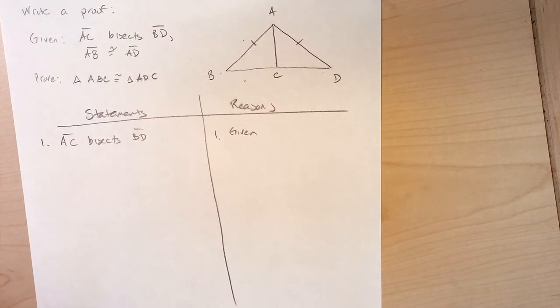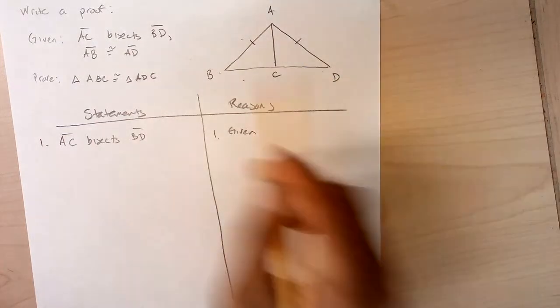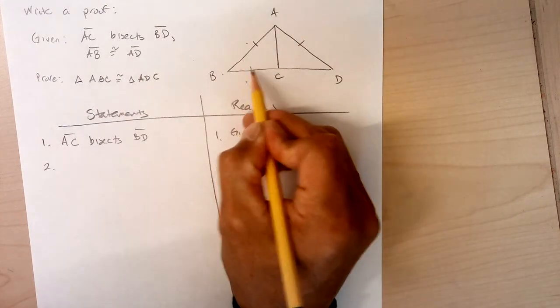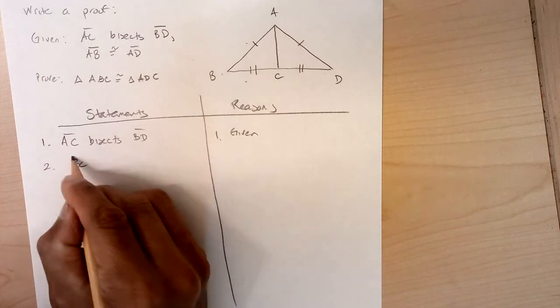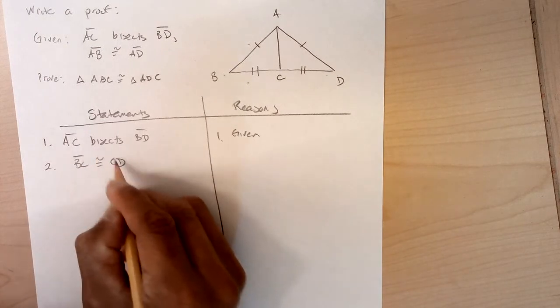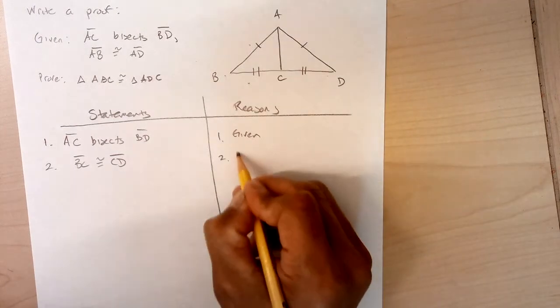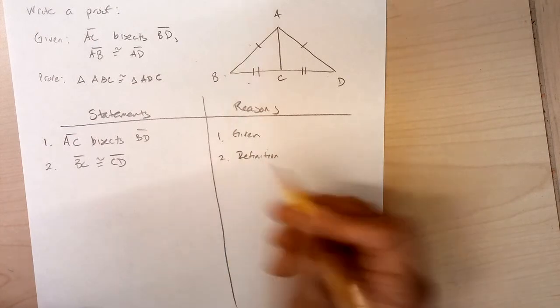You have to know and figure out what it means for something to be a bisector. If something's a bisector of a segment, that means it cuts it into two congruent parts, which then also means that segment BC is congruent to segment CD. So BC is congruent to CD. That's a definition of a segment bisector. Again, if something bisects a segment, it cuts it into two congruent parts.